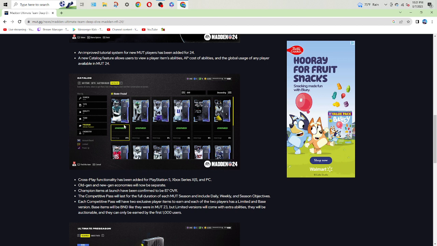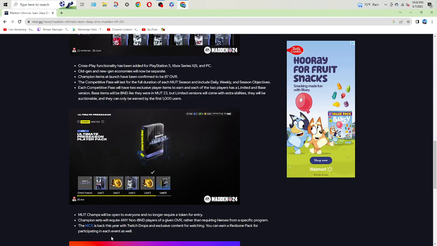So I don't know if these are going to be upgradable players or what, but yeah, these overalls are not looking good, but who knows. Then, Ultimate Preseason looks like this is going to be the field pass. There will be field passes. So it looks like Laremy Tunsil and Tariq Woolen, and then some coins, like a pack.